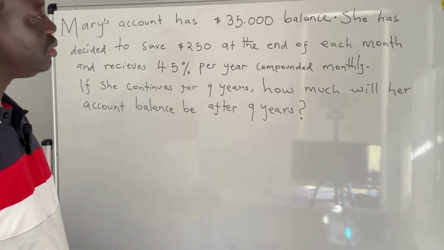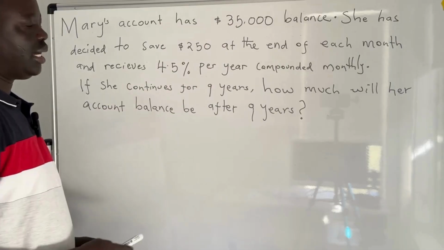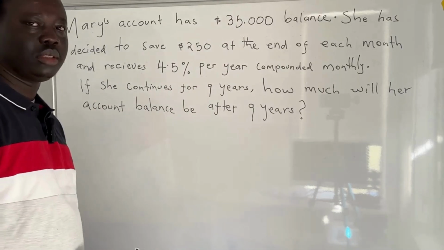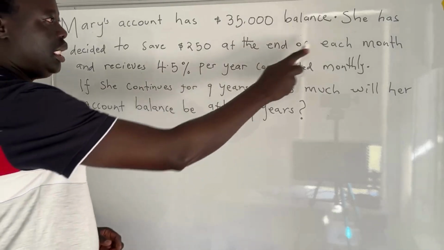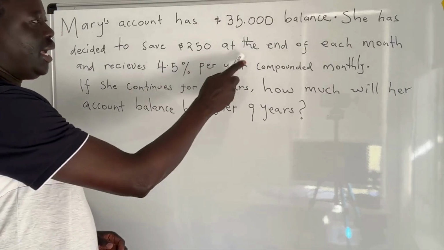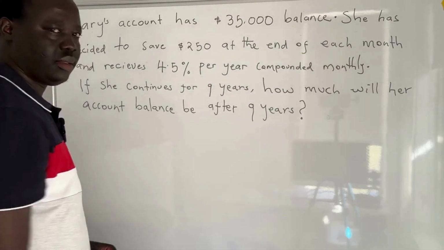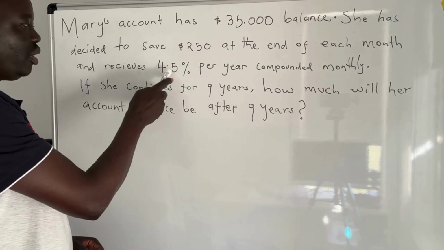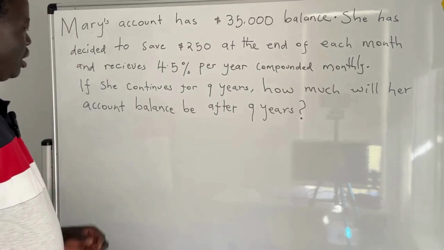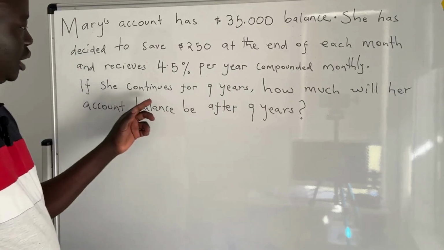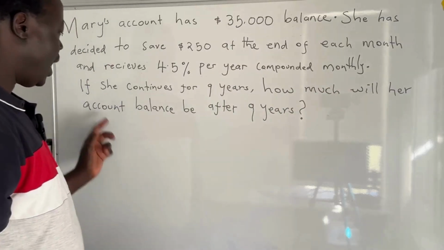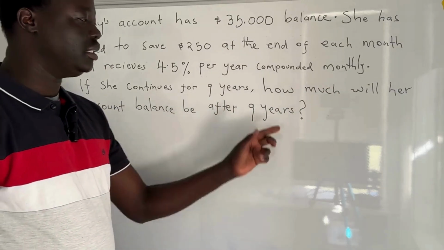Let's get it started. So this question says, Mary's account has $35,000 balance. She has decided to save $250 at the end of each month and receive 4.5% per year, compounded monthly. If she continues for 9 years, how much will her account balance be after 9 years?